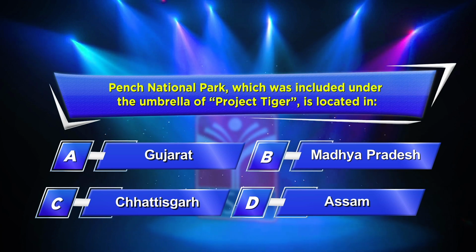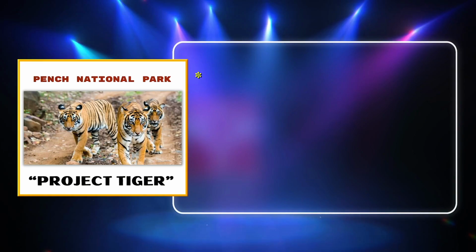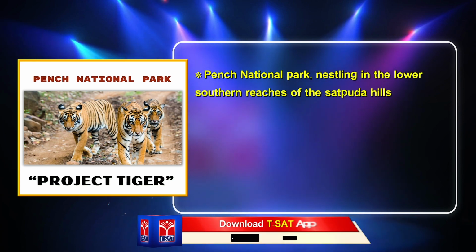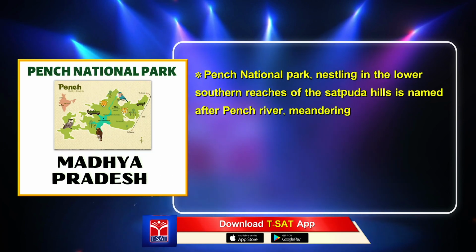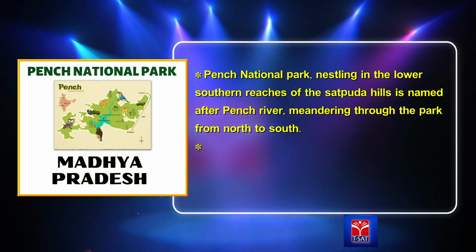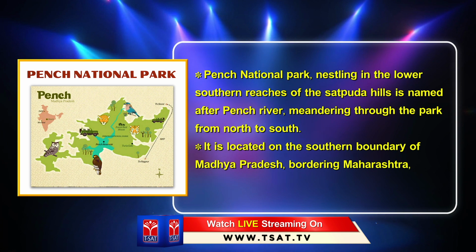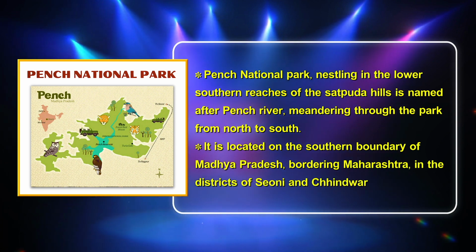The correct answer is option B, Madhya Pradesh. Pench National Park, nestling in the lower southern reaches of the Satpura Hills, is named after Pench River, meandering through the park from north to south. It is located on the southern boundary of Madhya Pradesh, bordering Maharashtra in the districts of Seoni and Chhindwara.